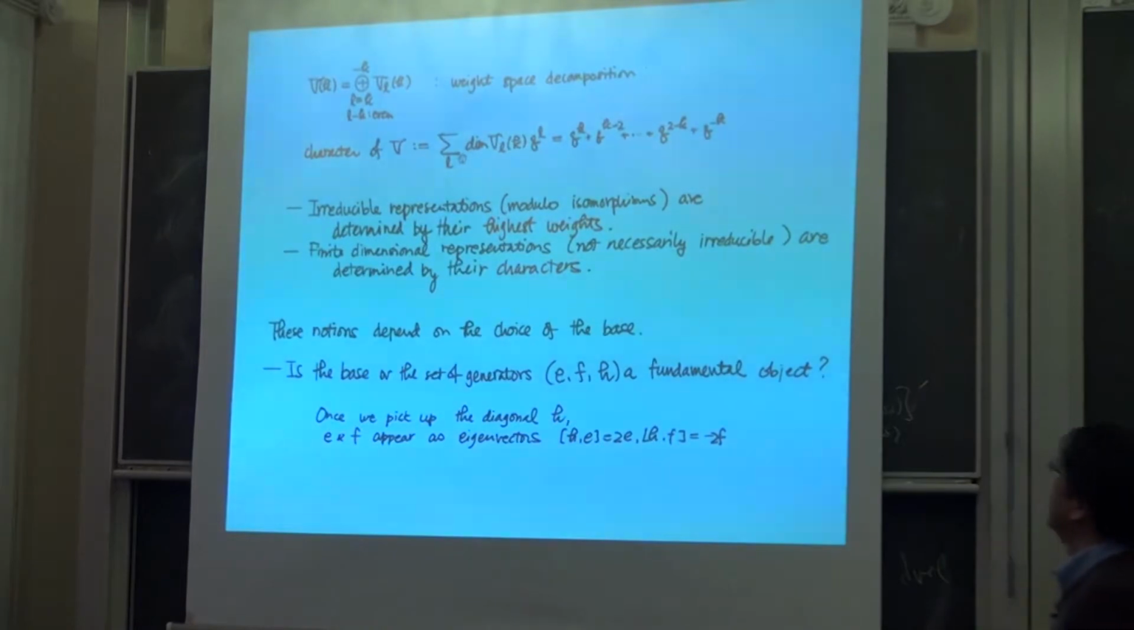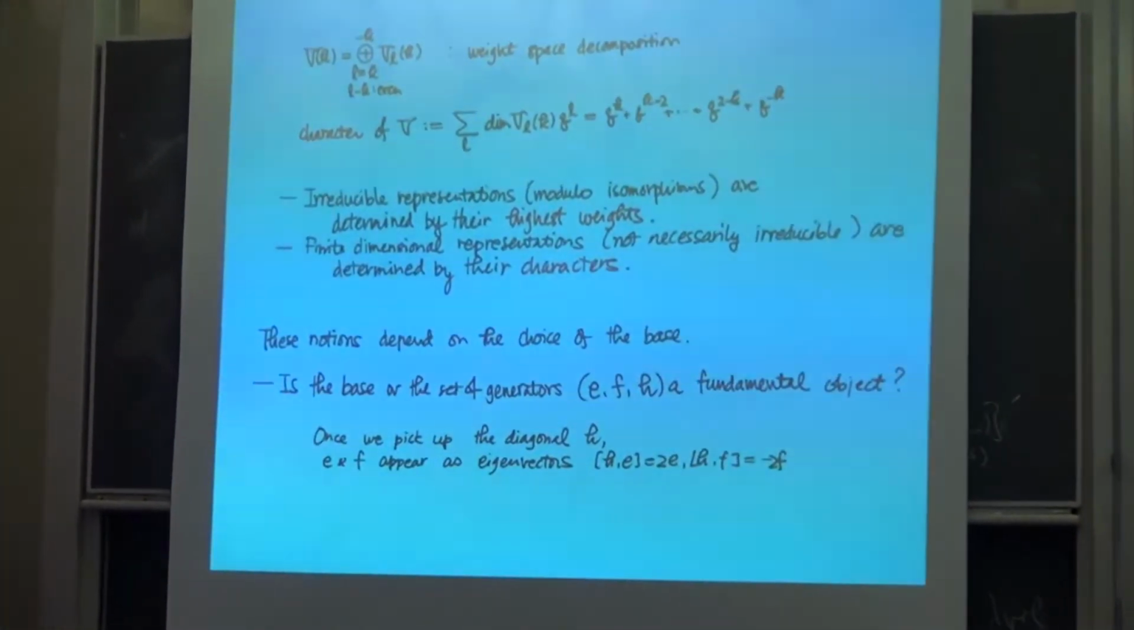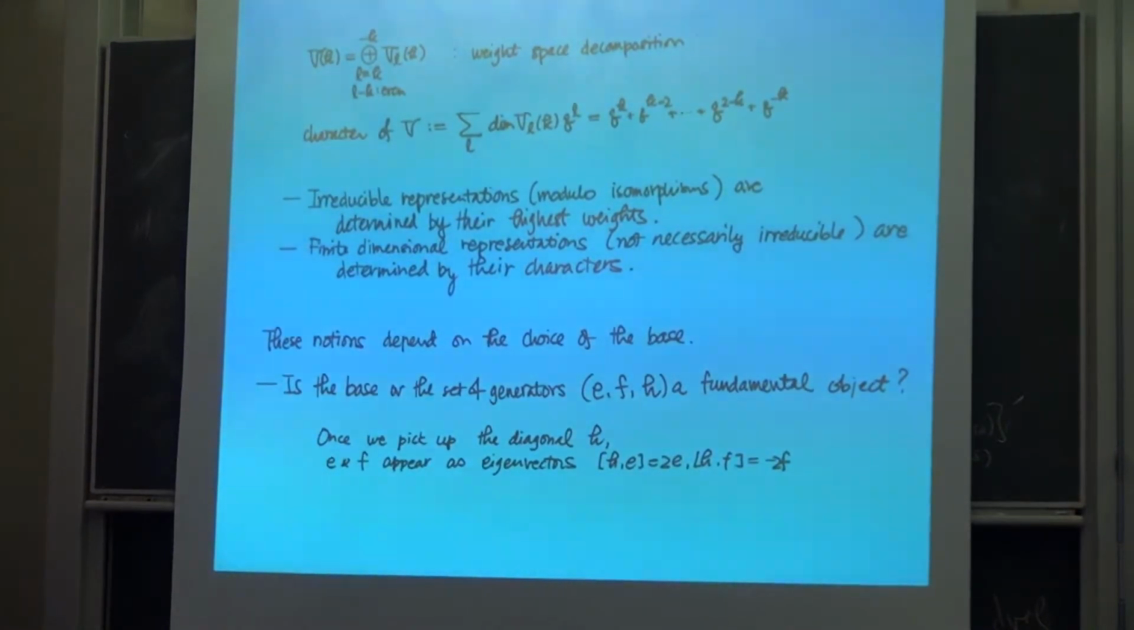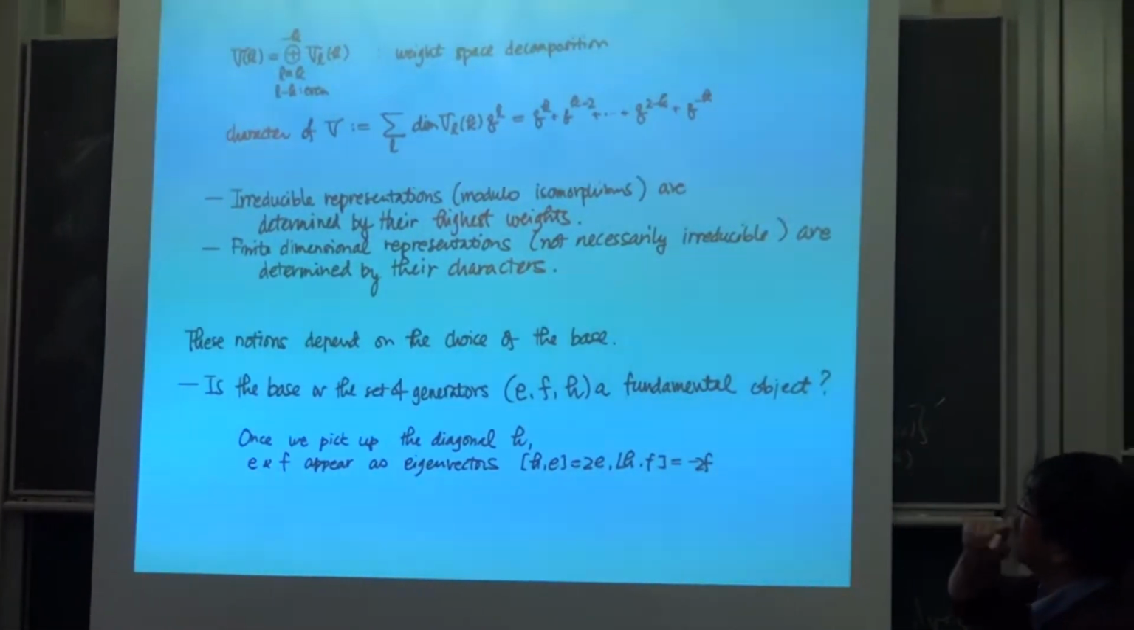And Vk decomposes into a direct sum of eigenspaces, which is called the weight space decomposition. Also, I introduced the so-called character. The character is a refinement of the dimension of the representation. So instead of just computing the dimension of the vector space, you can consider the generating function of the dimensions of the weight spaces. So q is a formal variable.